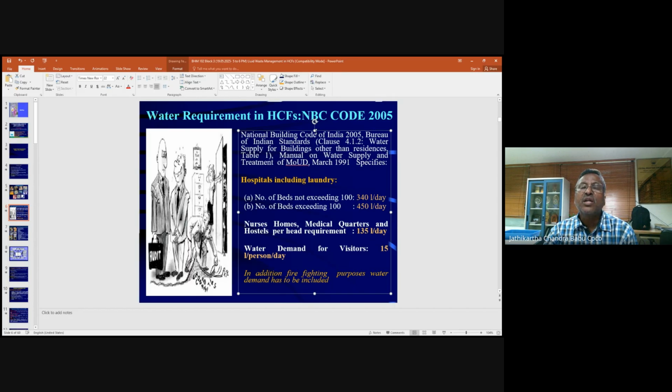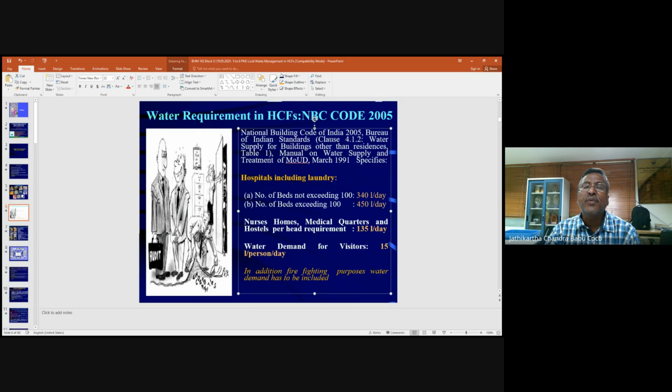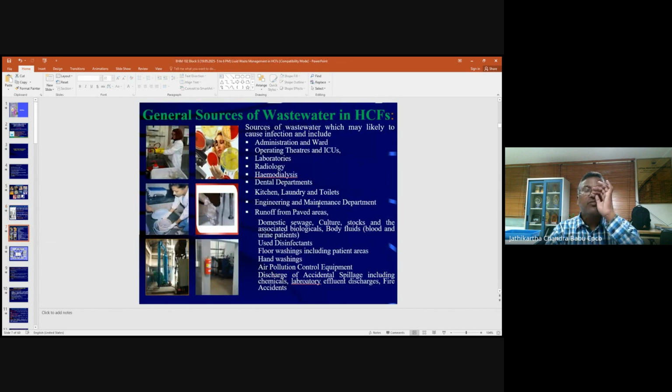Therefore, adequate water requirement has to be estimated at the time of planning for a hospital, considering the National Building Code of India 2005. Water requirement has to be estimated based on the number of beds, the quarters availability, and visitors to the hospital to look after the patients, and the firefighting also has to be taken into account. You have to estimate the water requirement.